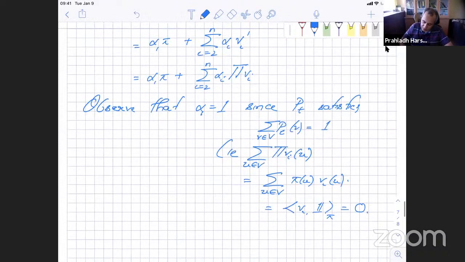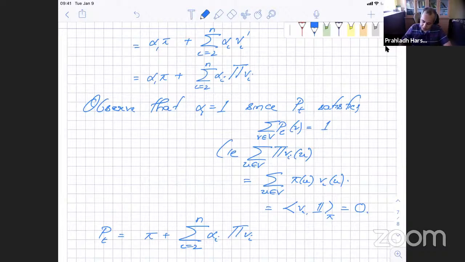Therefore, in particular, all I have said is p t is equal to pi plus summation i equals 2 to n alpha i pi vi. This is the key point to notice. This is the eigen decomposition, sort of giving you this.